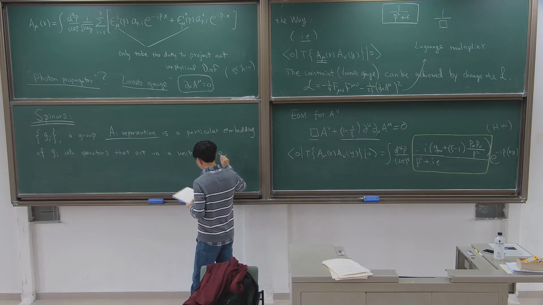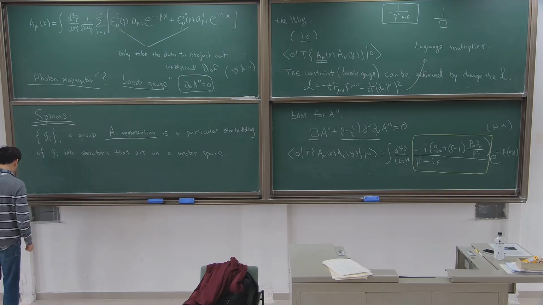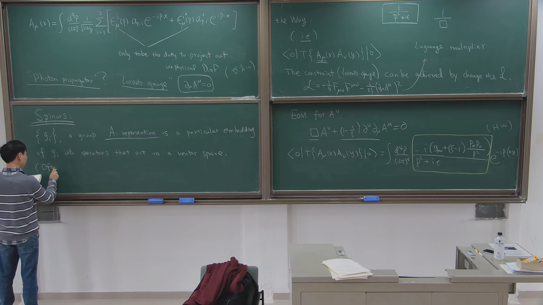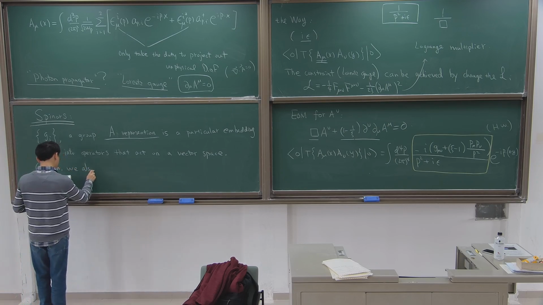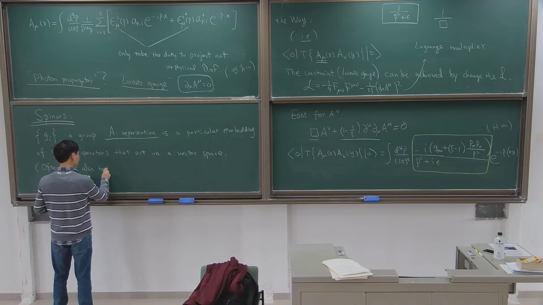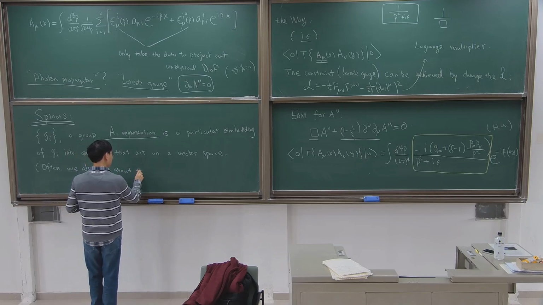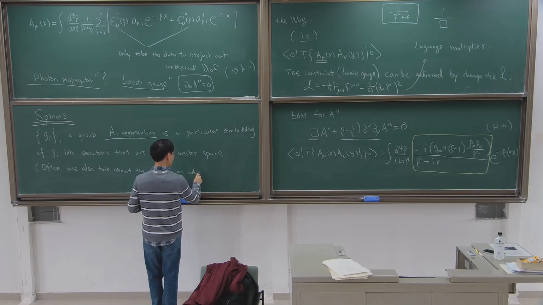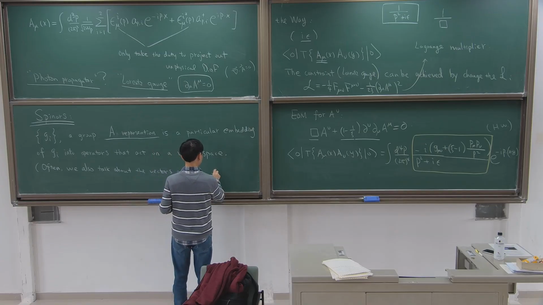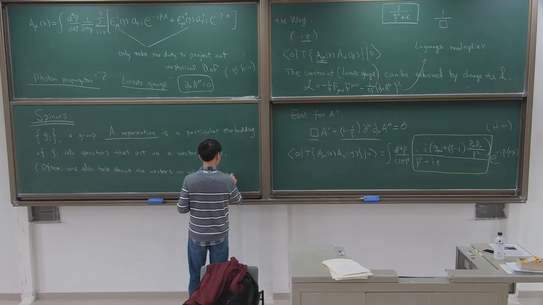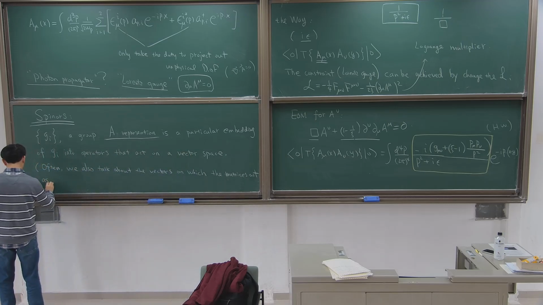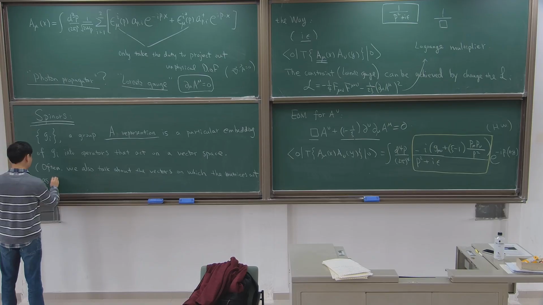Now, as we also mentioned last time, sometimes we are a little bit sloppy. Let's put a correct remark here. Very often we also talk about the vectors on which the matrix, the operator, acts. We also talk about such kind of vectors as being representation.